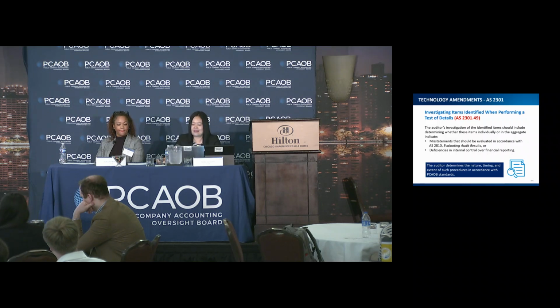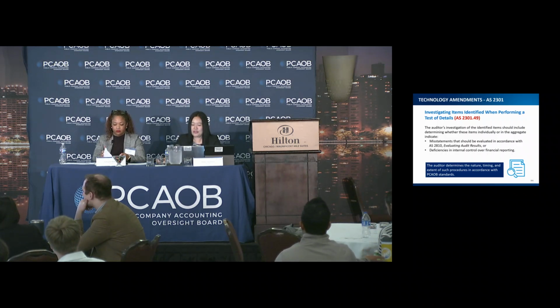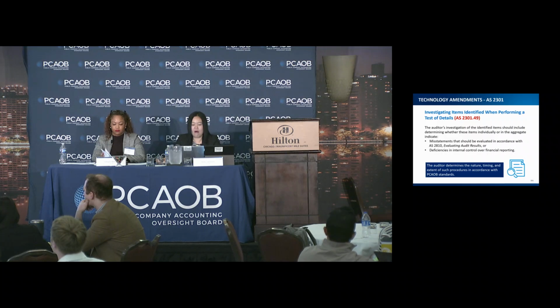Paragraph 49 does not specify the nature, timing, or extent of the auditor's investigation procedures. Instead, the auditor determines the extent of such procedures in accordance with PCAOB standards. So in some cases, the auditor may be able to group identified items because they share a common characteristic and perform additional procedures at the group level to determine whether items identified indicate misstatements or are control deficiencies. In other cases, the grouping may not be appropriate.